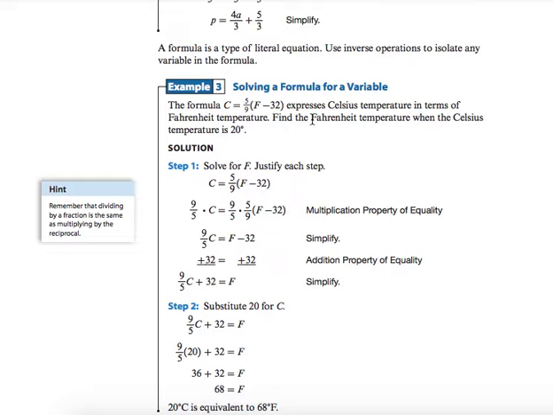So in this case it says find the Fahrenheit temperature when the Celsius temperature is 20 degrees. So we want to find what Fahrenheit is, but we have to find the equation for Fahrenheit. In this case, we're given the equation for Celsius. So C equals 5/9 F minus 32. To flip that, you got to solve for F. That means get F by itself.